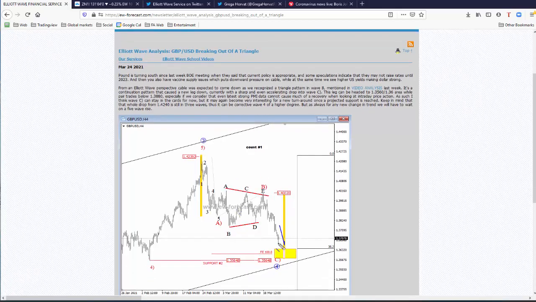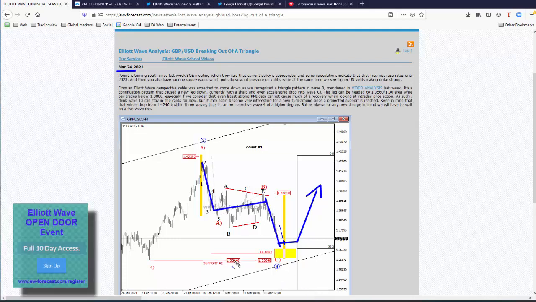In fact, we were looking for this reversal already back, and warned about this potential reversal back on March 24th, when we were looking for a break into wave C. Keep in mind that this move came out of a triangle, and normally when you have a triangle in the middle of a three-wave move, it makes you believe that this whole cycle was corrective.